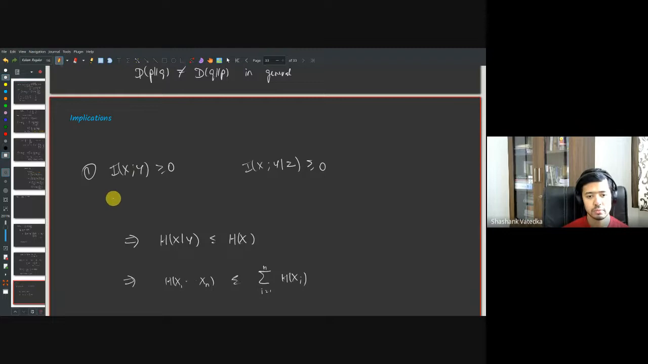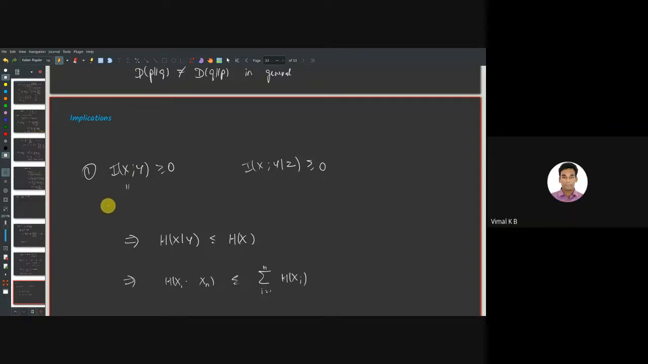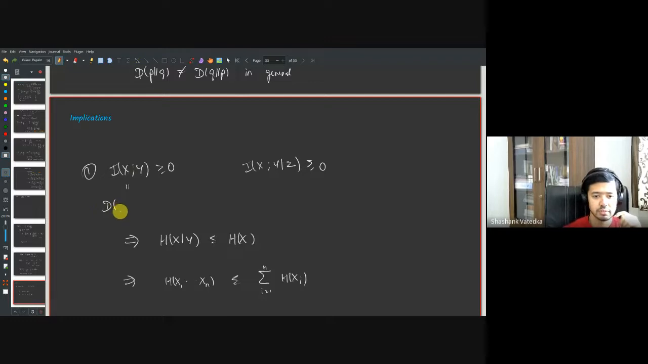Why is that true? Can you write the mutual information as a KL divergence? So it'll be like a joint distribution? Correct. So it's the KL divergence between the joint distribution and the product of the marginals. Right? So since mutual information is a KL divergence, this is always greater than or equal to 0, which implies that the mutual information is also greater than or equal to 0.